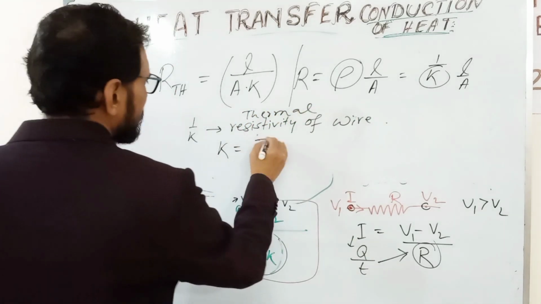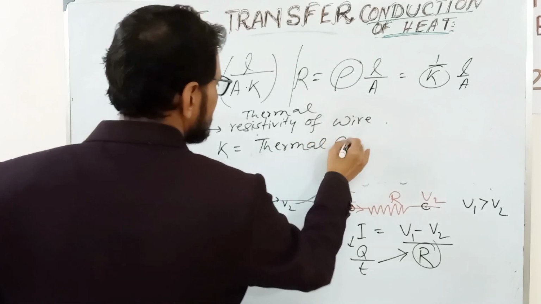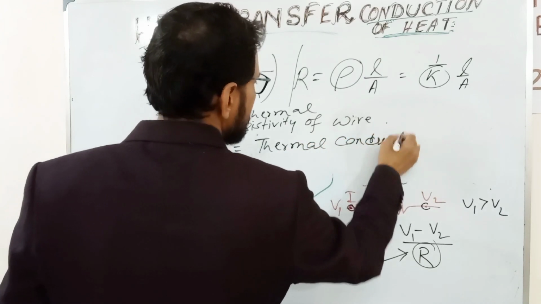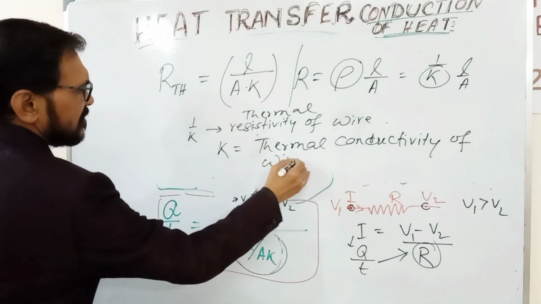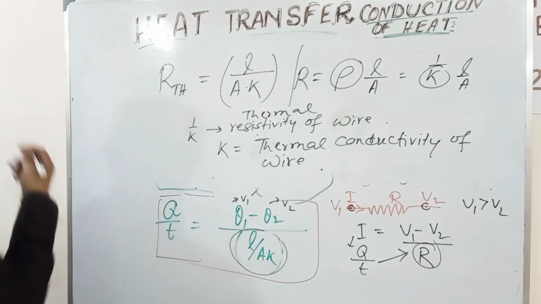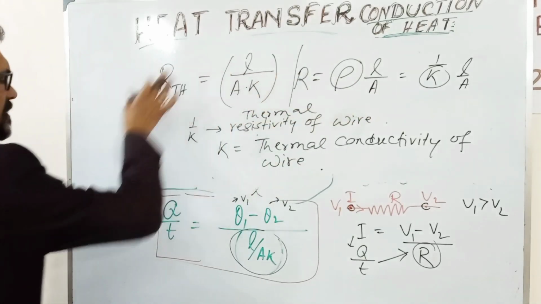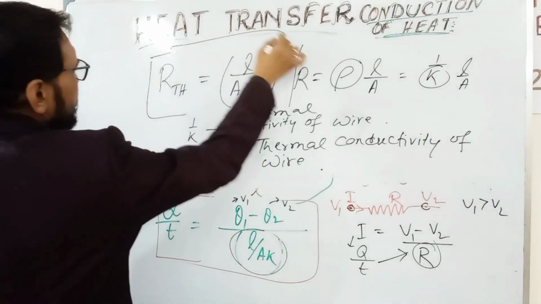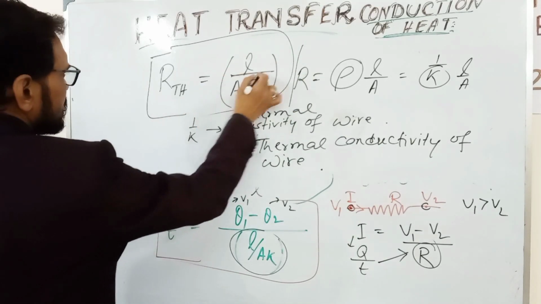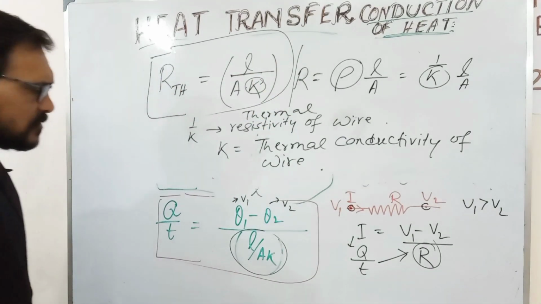So K equals the thermal conductivity of the wire. This term and this term are similar, and thermal resistance equals L by AK: length divided by area into thermal conductivity, the coefficient of thermal conductivity.